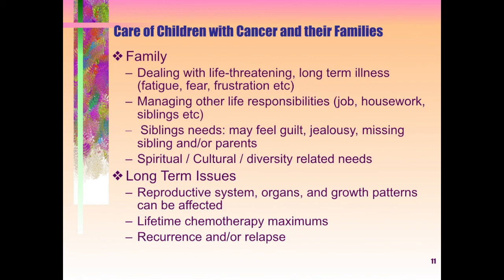There are long-term issues related to psychosocial, and that may be their reproductive system. Wow, I have testicular cancer and they had to remove one of my testicles. Does this mean that I'm not going to be able to have children when I grow up? The same thing when we have ovarian cancer. When a child is undergoing chemotherapy, there's a maximum dose that anybody can get in their lifetime. And so that's when we give up on chemotherapy. We didn't get the response, and we've completely maxed out all the drugs.